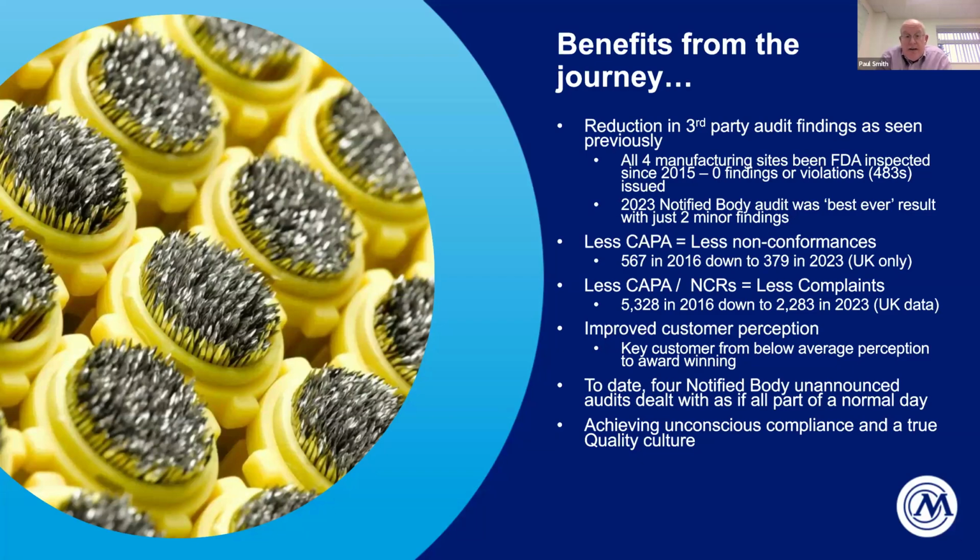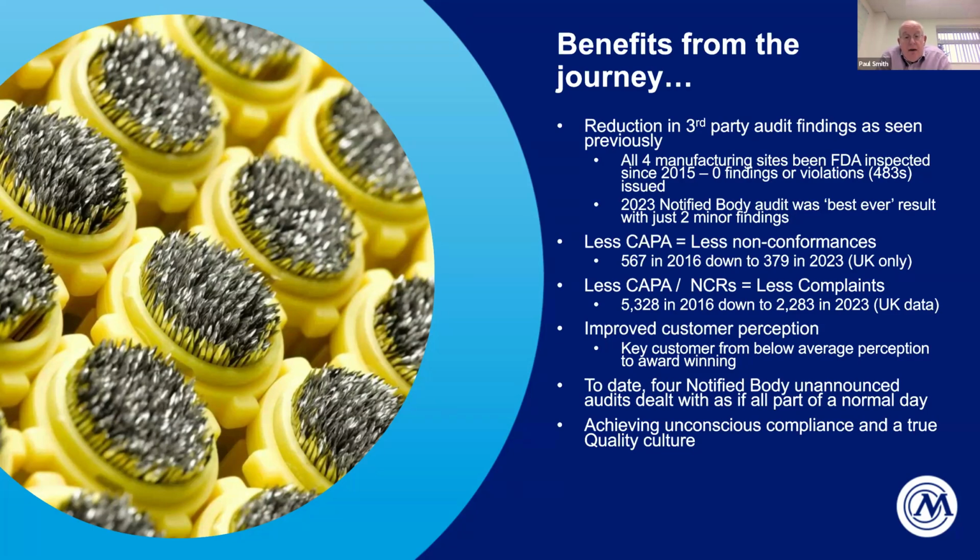Our UK 2023 notified body audit was the best ever. So they found 2 very minor findings across nearly 17 days of audit time. As I said earlier, one of my big focuses was on CAPA and getting that under control. As we've reduced CAPA, we've had less non-conformances. So in the UK alone, we've pushed non-conformances down from over 560 a year down to 379.